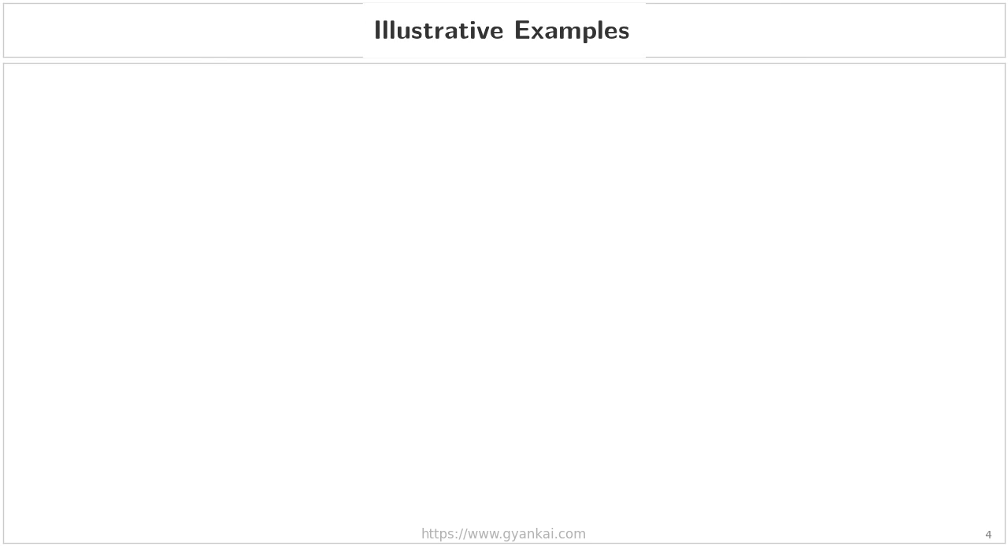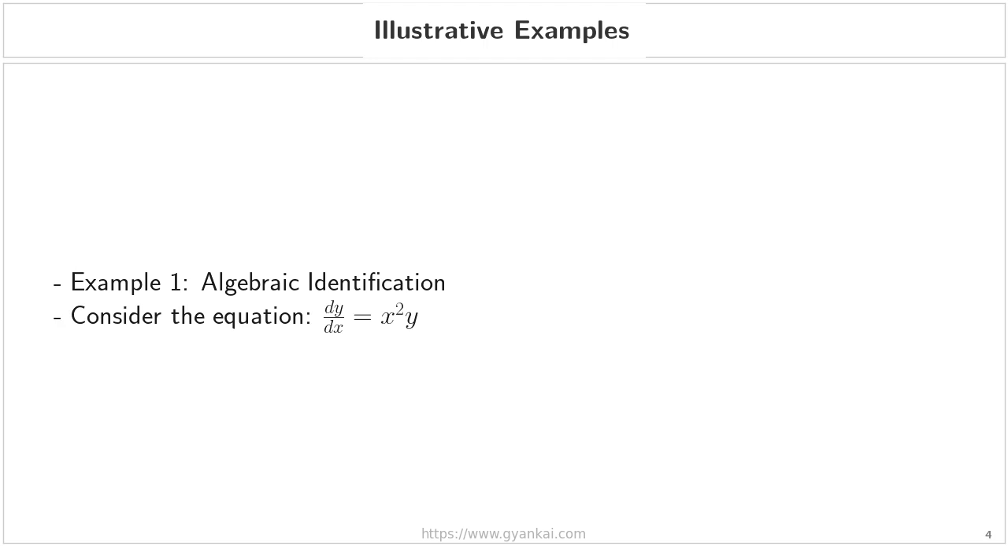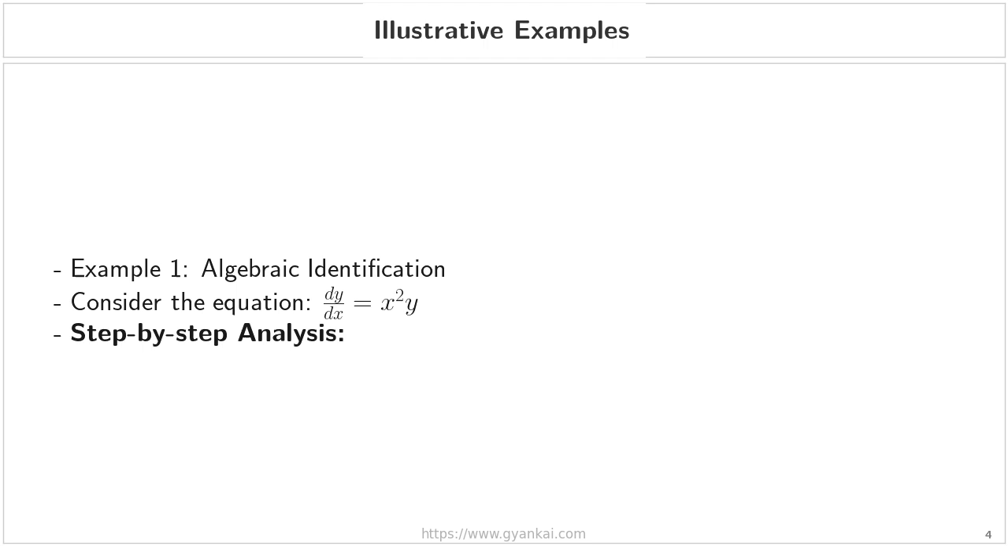Illustrative examples. Now that we have covered the theoretical definition of what makes an equation variable separable, let's put that theory into practice with our first algebraic example. Take a look at this equation. dy by dx equals x squared times y. Let's perform a step-by-step analysis to see if it fits our criteria.